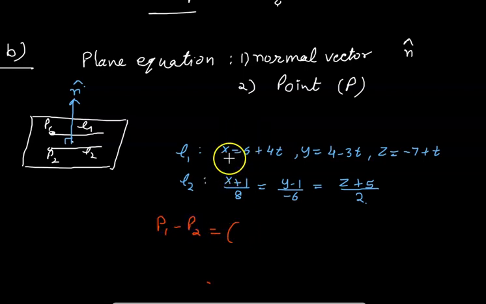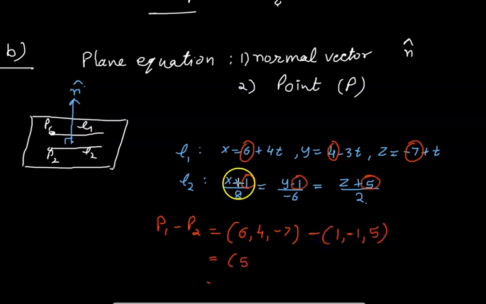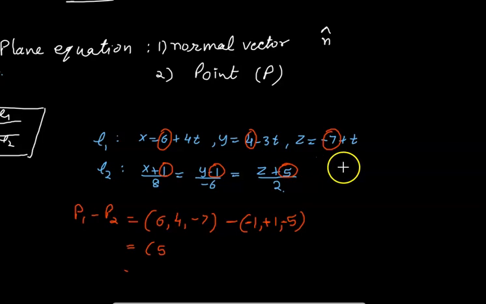So let us see where these 2 points are. These numbers represent the point through which this line is passing. So the first point is 6, 4, -7, and the second point, when we find the point from the symmetric form, these signs get changed. This +1 gives us a -1, and this -1 becomes a plus, and this +5 becomes a -5. Let me show you how to change the symmetric form to parametric form.